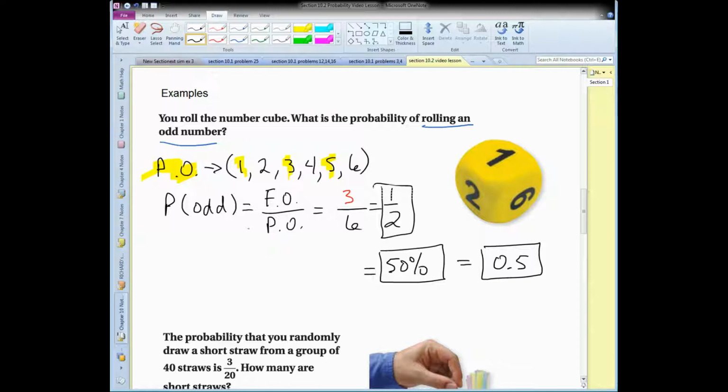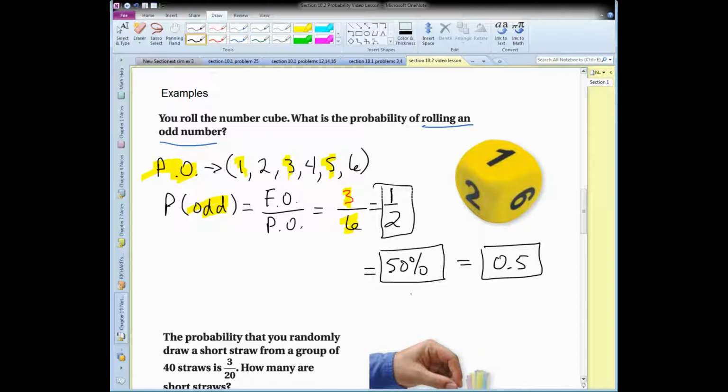And then what do I need to do? I need to find the probability of rolling an odd number. So my favorable outcomes I highlighted in yellow. I could roll a 1, a 3, or a 5. That gives me 3 favorable outcomes, which I put in the numerator. Then in the denominator, I have the PO, the number of possible outcomes. And then I have to simplify that. I don't know why this is getting weird like that, but that's 1/2.